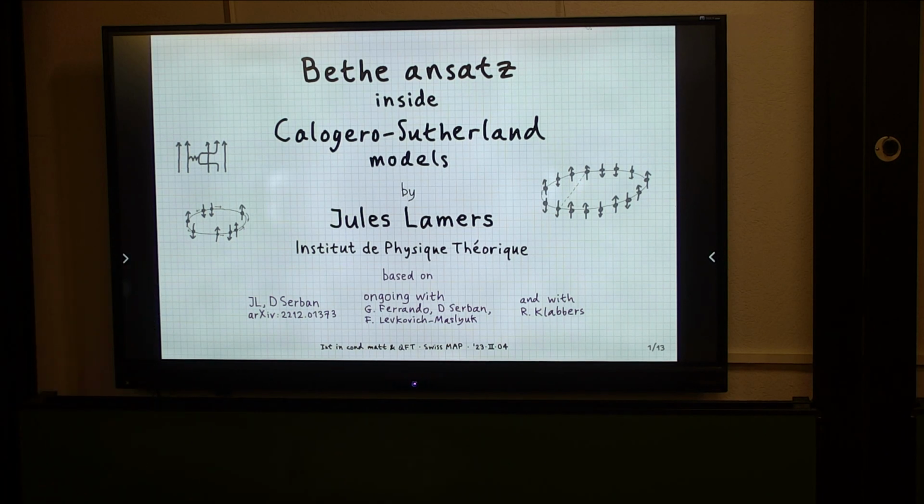So I will talk about the Bethe ansatz inside Calogero-Sutherland models, and I guess one of the main points is that we do know how to do algebraic Bethe ansatz in long-range models, at least in some very specific long-range models. I will talk about long-range spin chains. I think the reason why we're blocked together is that it's both about long-range models and handwritten slides.